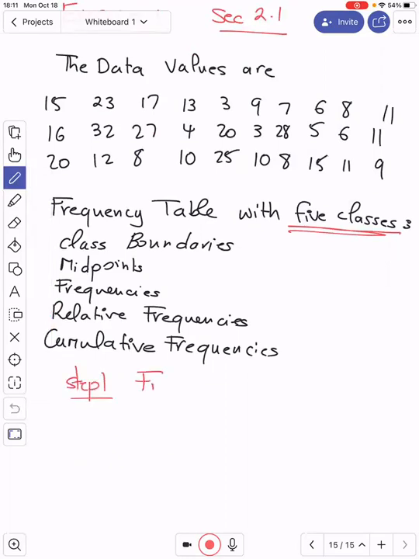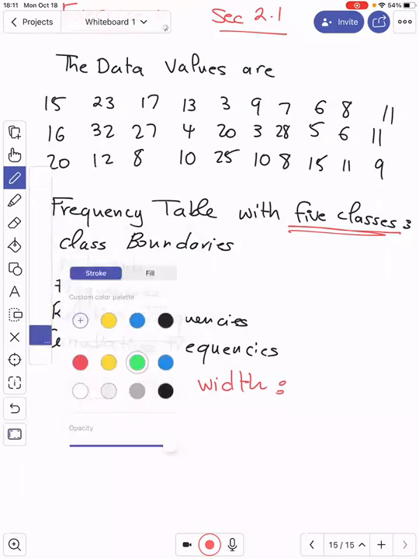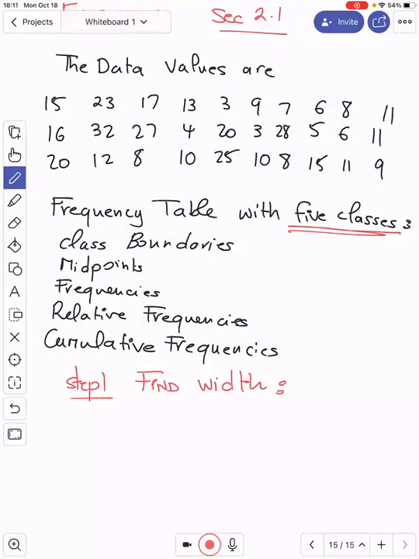As always, the first step, whenever you want to make a frequency table, is to find the width. Okay, so how do we do that? To find the width, you need to take the difference between the smallest and the largest data values. Here, the largest data value is 32, yes. And the smallest data value is 3. So you take the difference between 32 and 3.